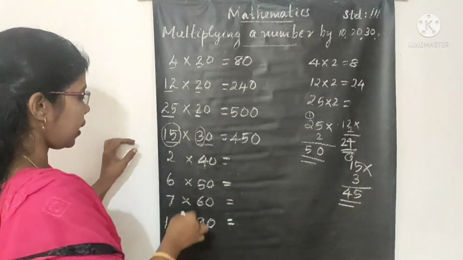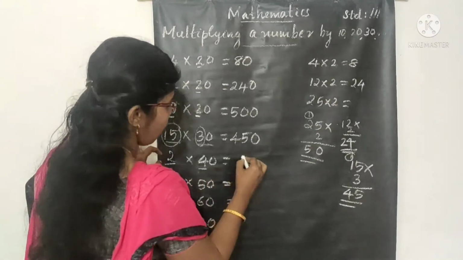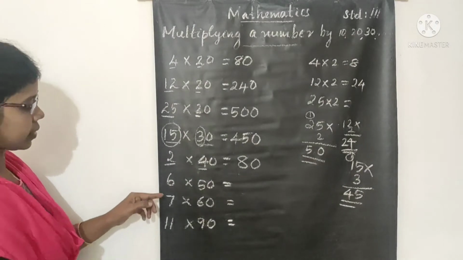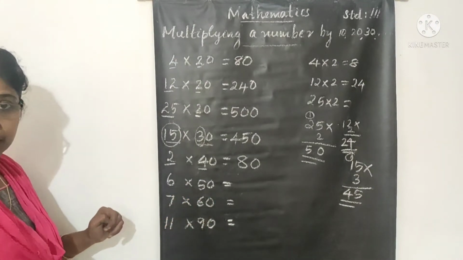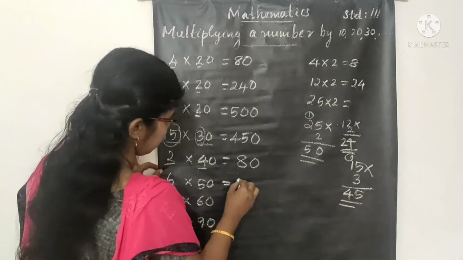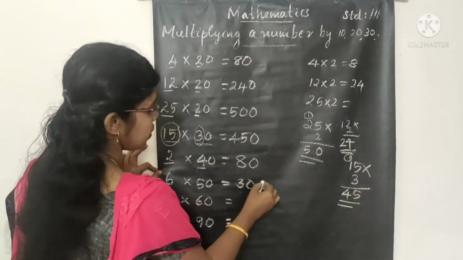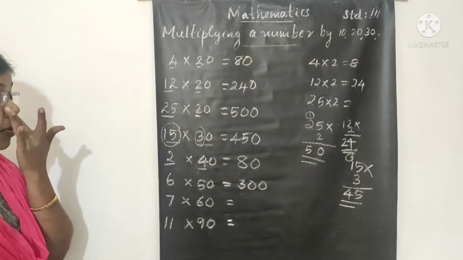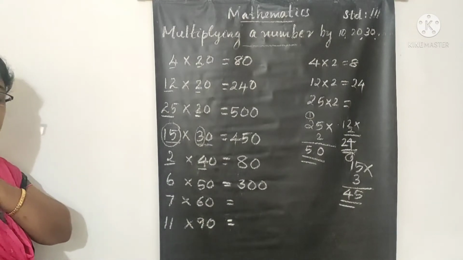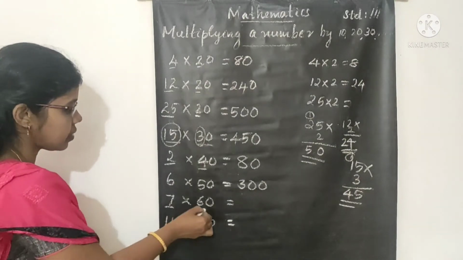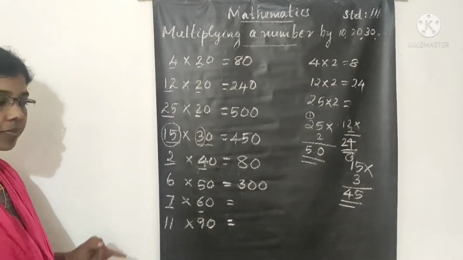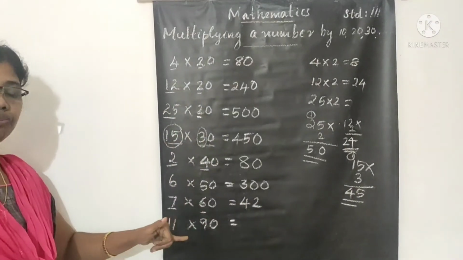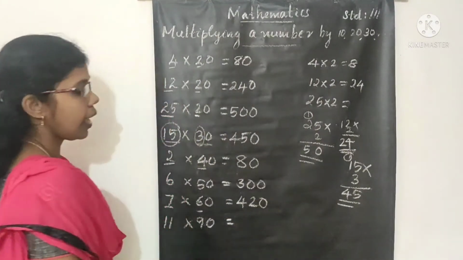Then next, 2 into 40. Here multiply 2 and 4 only. 4 2s are 8. So the answer is 80. Okay. Next, 6 into 50. 6 5s are 30. Then put this 0 on the right side. That is, the answer is 300. Next, 7 into 60. Here first multiply 7 and 6. 7 6s are 42, using our multiplication table. Then put this 0 on the right side.